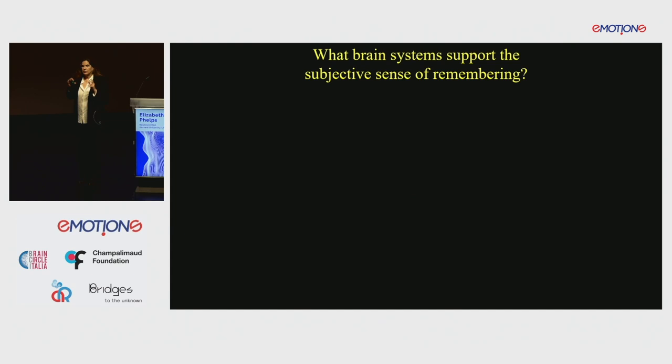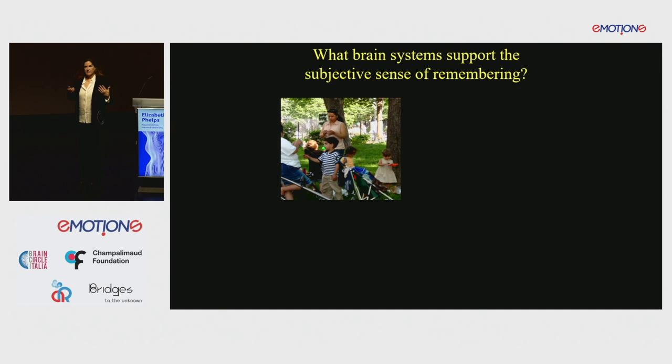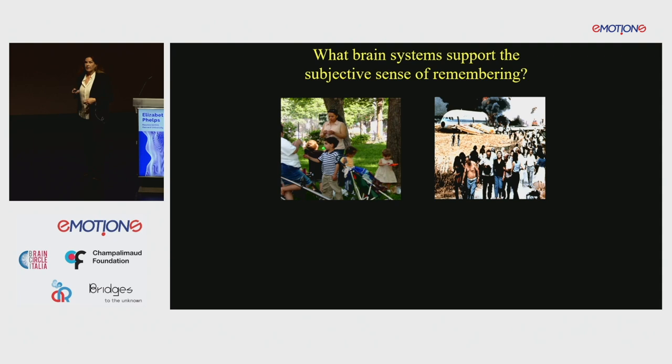So one question we want to ask is, what brain systems support the subjective sense of remembering for emotional and neutral events? So again, we presented participants pictures like this of sort of mundane events, pictures like this of highly emotional events.